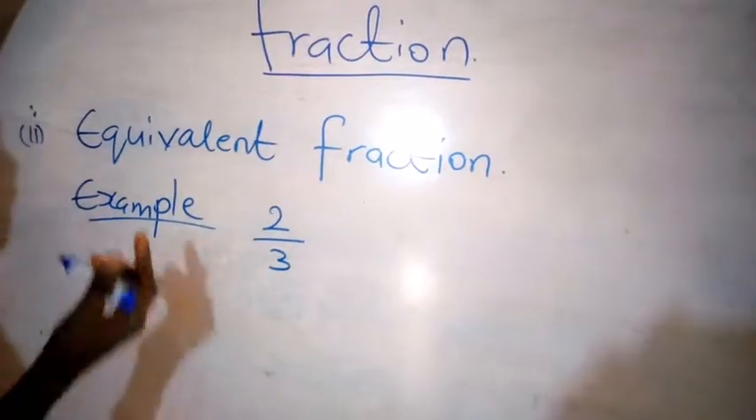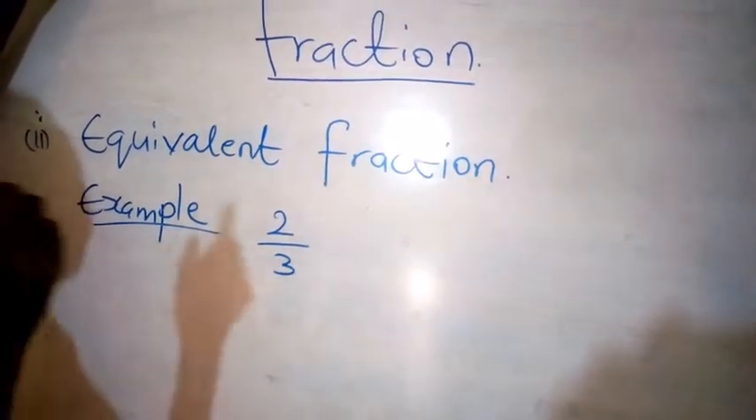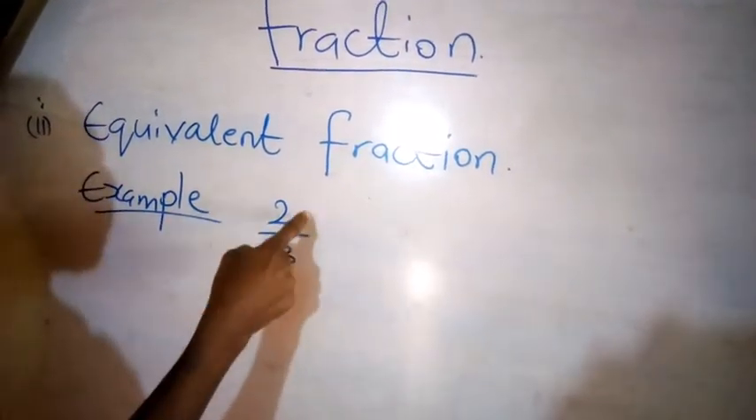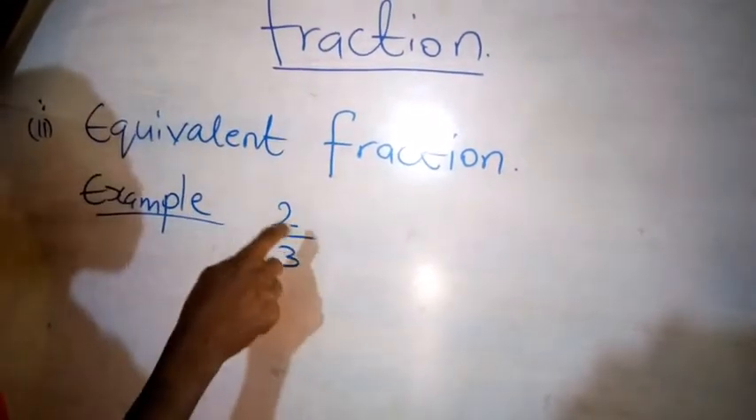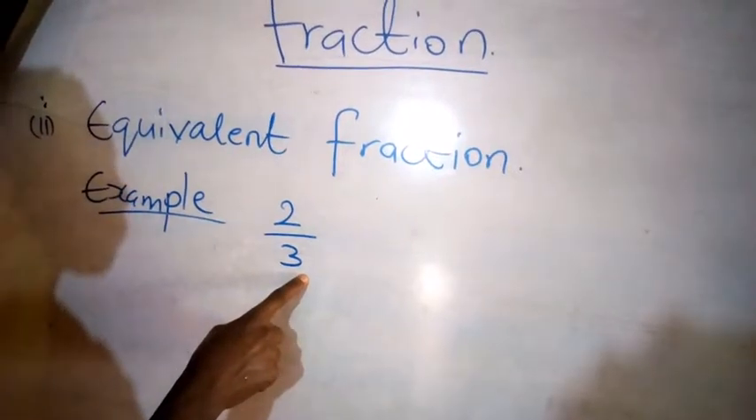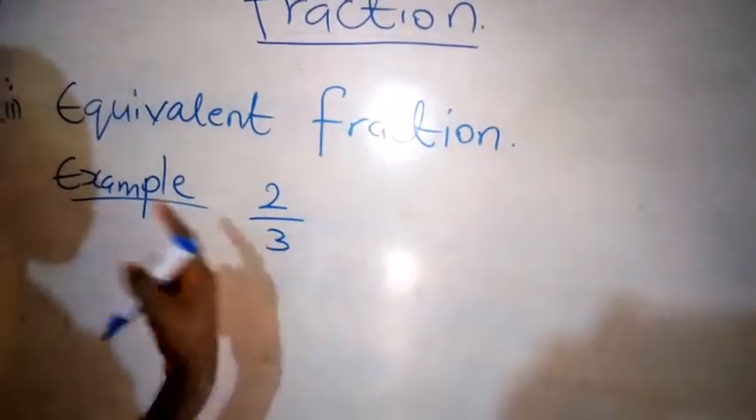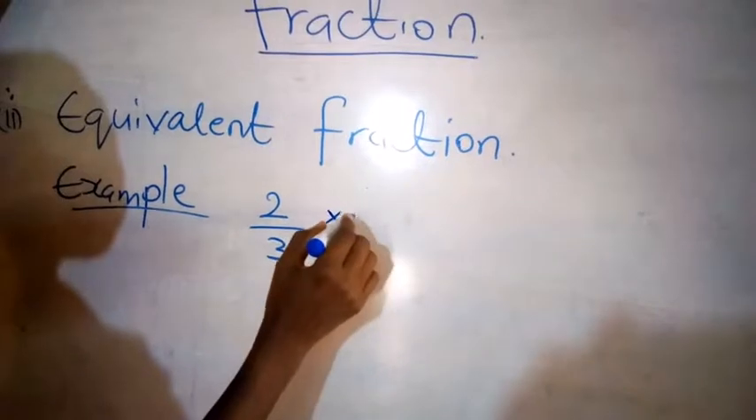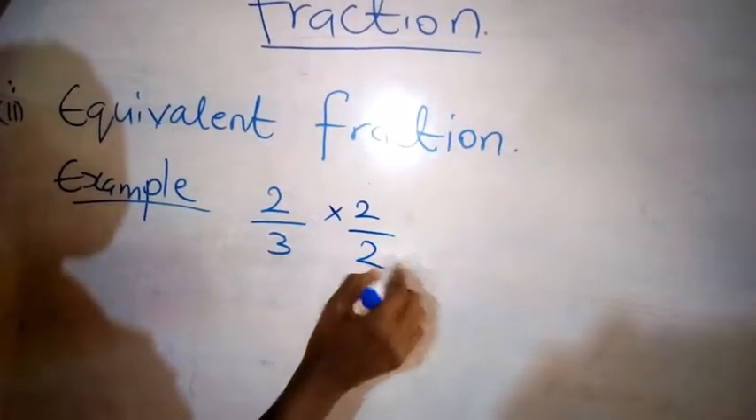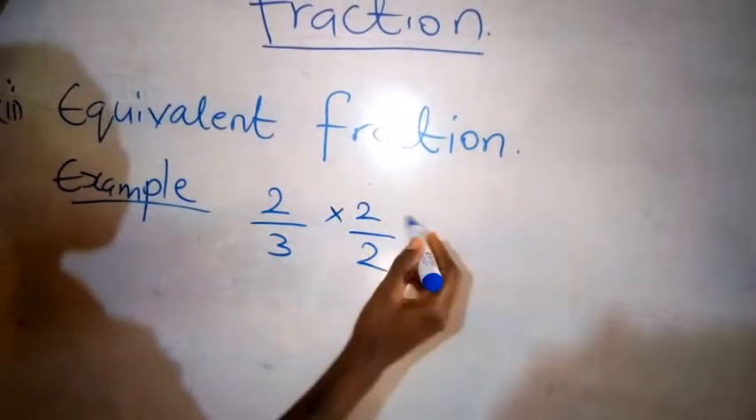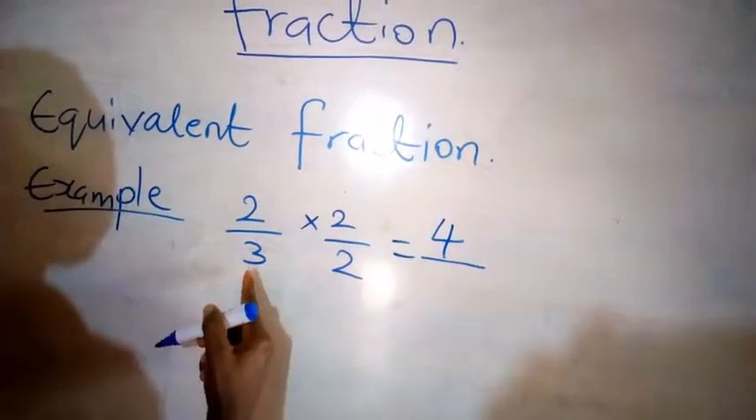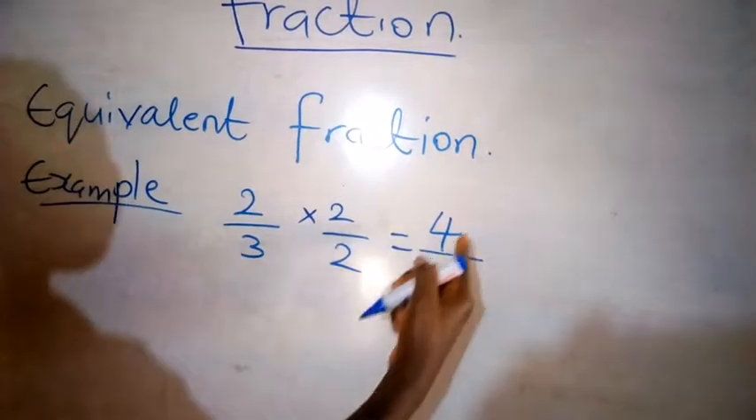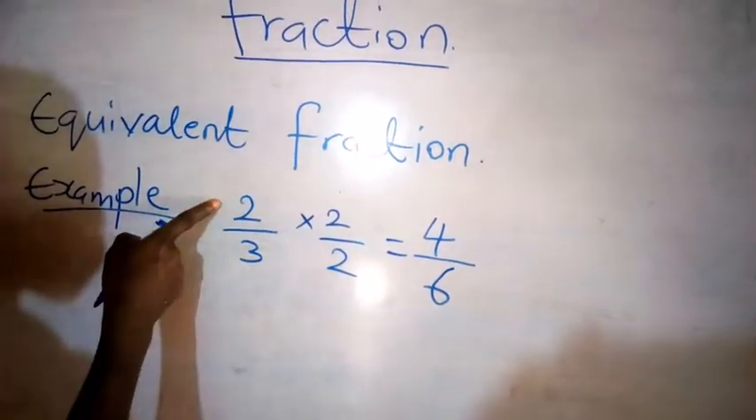Now, in achieving an equivalent fraction, we either multiply a number by the numerator and that same number by the denominator. This is 2 over 3. To get an equal fraction of 2 over 3, I can multiply it by 2 over 2, so that I will have 2 times 2 gives me 4 all over 3 times 2 gives me 6. It means 4 over 6 is the same thing as 2 over 3.